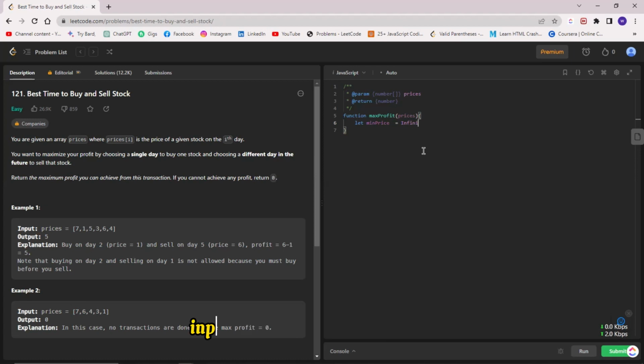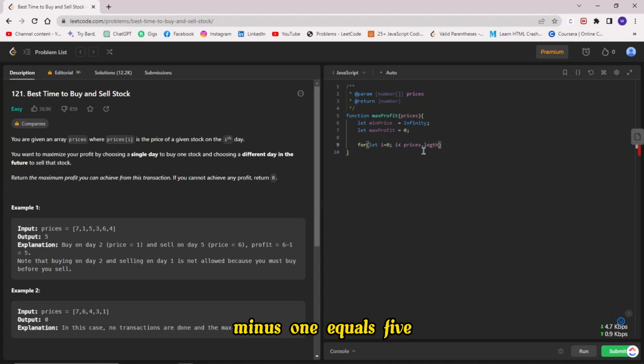Example 1. Input: prices = [7, 1, 5, 3, 6, 4]. Output: 5. Explanation: Buy on day 2 (price = 1) and sell on day 5 (price = 6). Profit equals 6 minus 1 equals 5. Note that buying on day 2 and selling on day 1 is not allowed because you must buy before you sell.